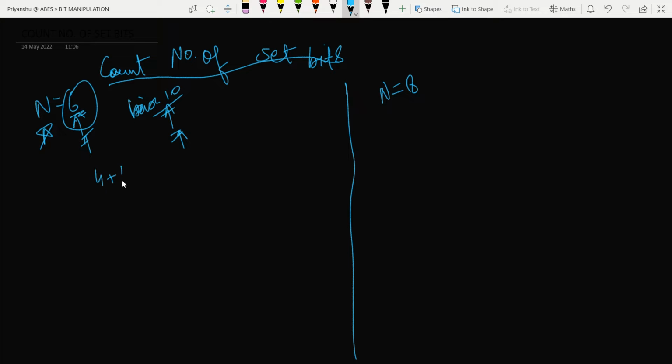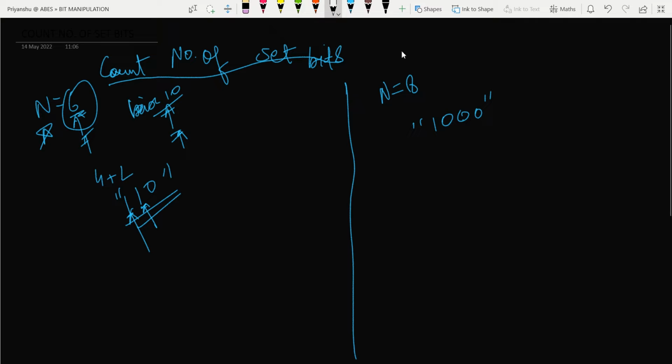It is 4 plus 2, that means 0 1 1. That would be the binary format for this number, and for 8 it would be 1 0 0 0. This would be the binary representation of 8. So we have to count the set bits. So what are set bits? The number of ones bits are called set bits.